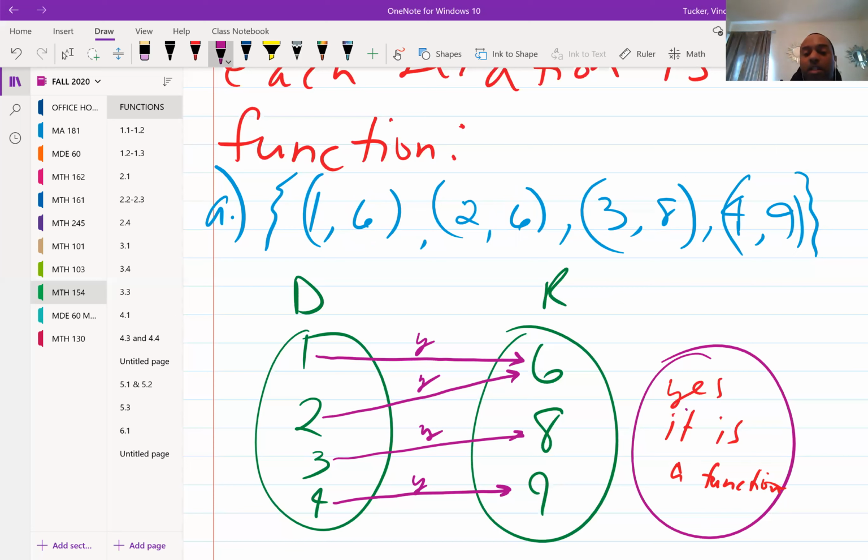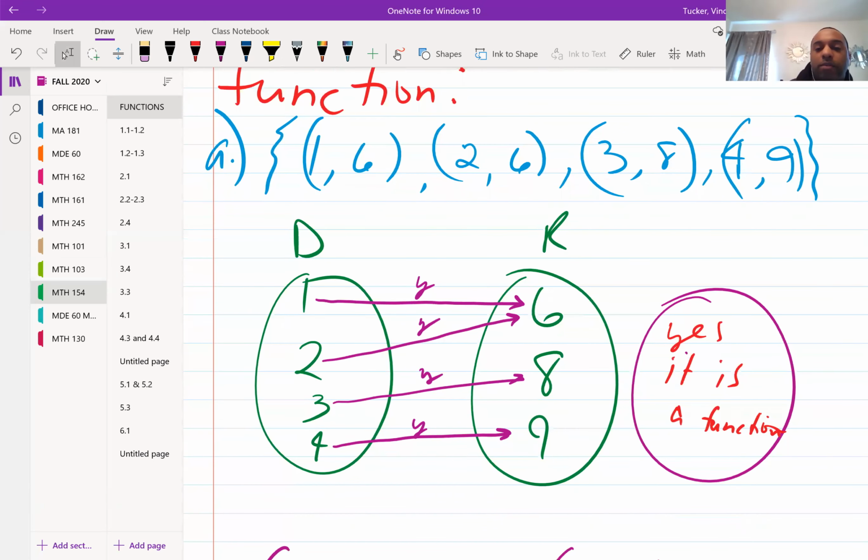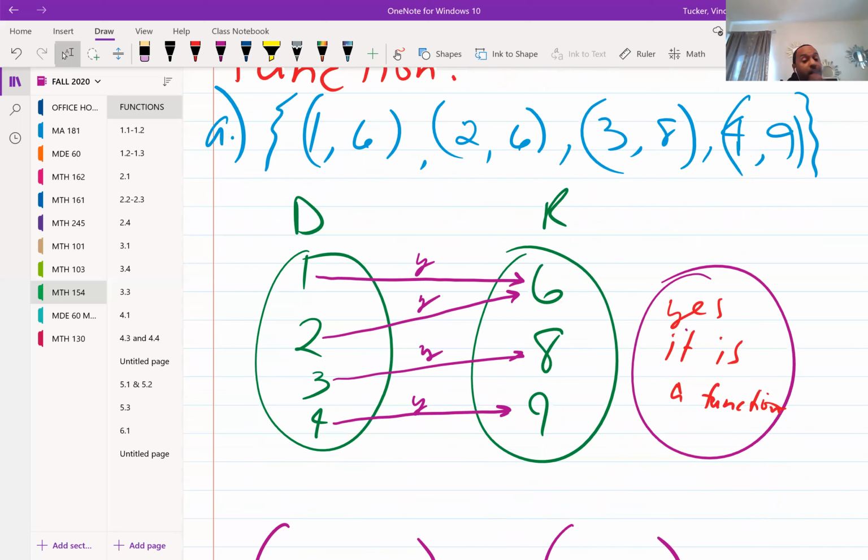So like I said, try not to get caught up in, oh, this one is repeating and all that. If you just analyze each one of them individually, you'll see that this is a function because each one of them goes to one value in the range. The next one will help us to clear up how it looks when it's not a function.